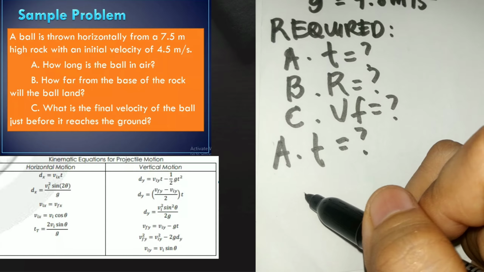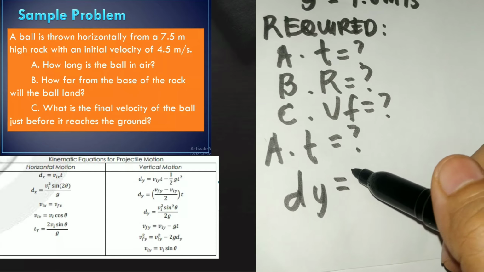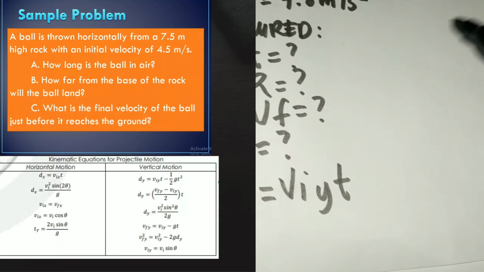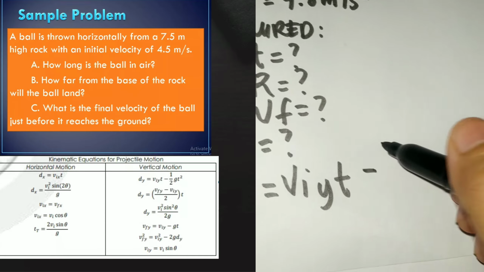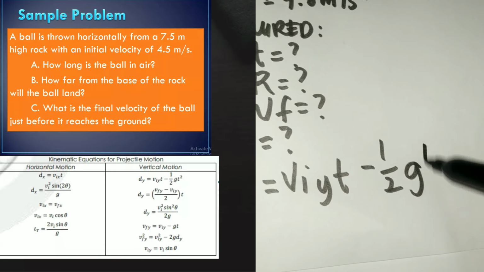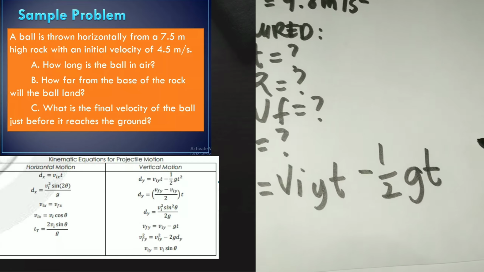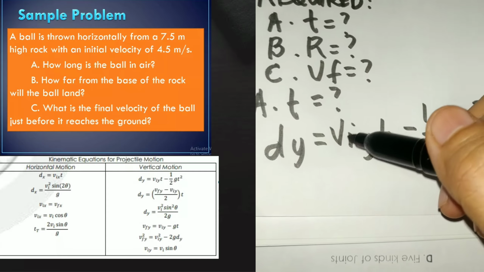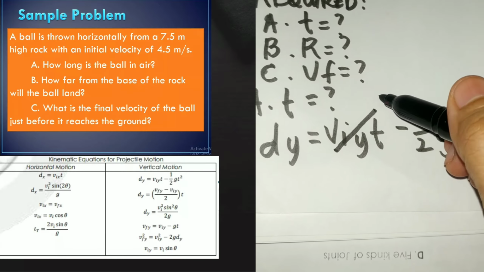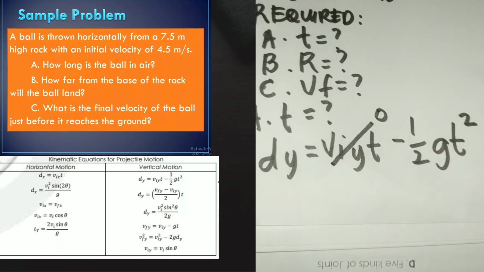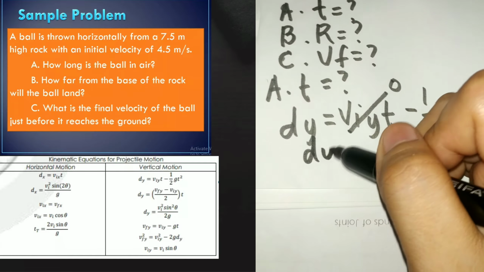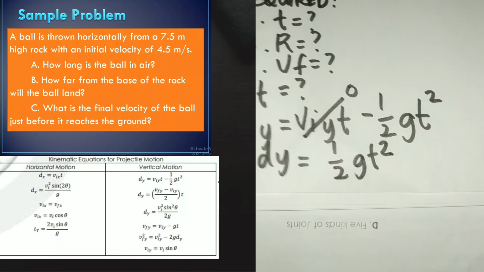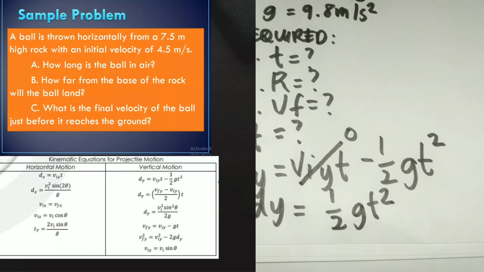So we have here dy, or your height, is equivalent to Viy, or initial velocity along the vertical, times time, minus 1/2 times acceleration due to gravity times time squared. So in here, we all know that Viy is equivalent to 0 and any number multiplied to 0 is 0. So that will give you dy is equivalent to 1/2 gt squared. So let us derive the formula.